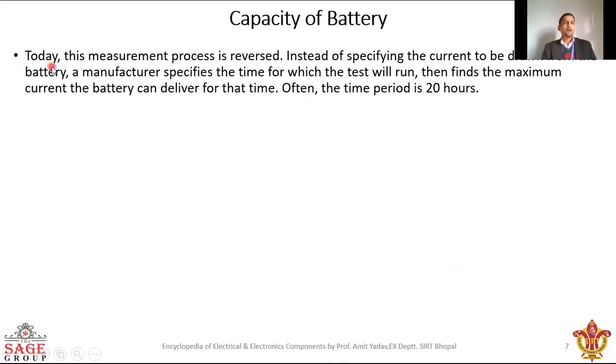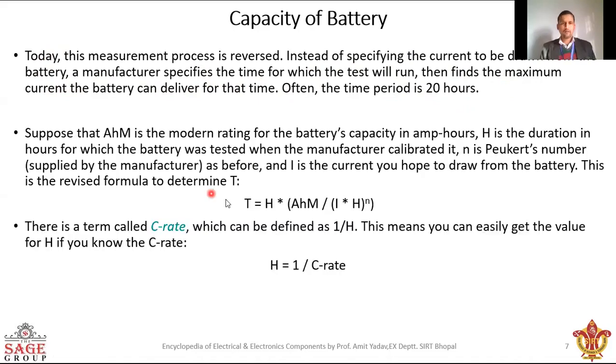So today, this measurement process is reversed. Instead of specifying the current to be drawn from the battery, a manufacturer specifies the time for which the test will run, and then finds the maximum current the battery can deliver for that time. Often we do this for 20 hours in our modern method.